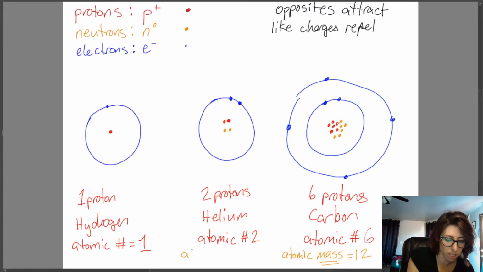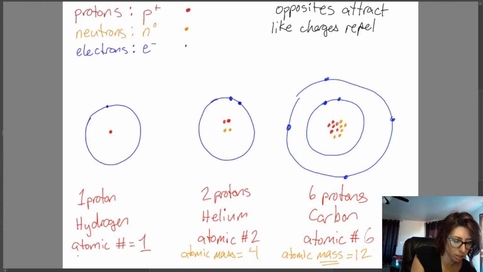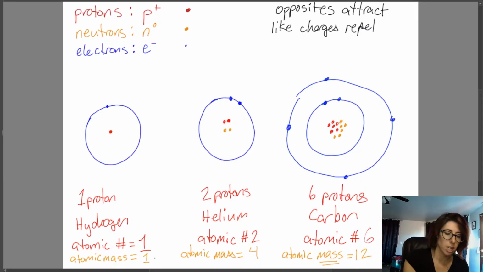Okay, so the atomic mass for helium, this one here, has an atomic mass of 4 because 2 protons plus 2 neutrons equals 4. Protons and neutrons have approximately the same mass. And this particular hydrogen has an atomic mass of 1 because it has 1 proton and no neutrons. If we added a neutron to make a heavier version of hydrogen, which can happen, we would just cross out that 1 and make the atomic mass 2. Right? So to find the atomic mass, you just add up the number of protons and neutrons in the nucleus.